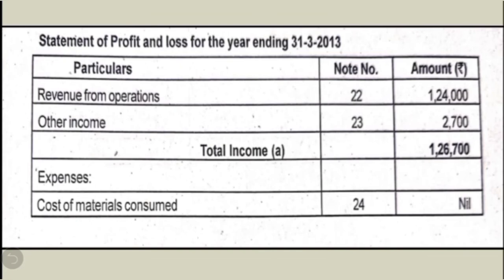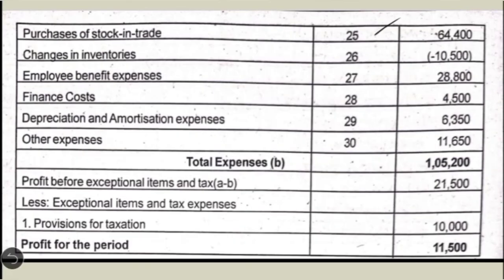Then in the second step, we are going to show the statement of profit and loss account. Here, note number 22 is revenue from operation. Total is 1,24,000. Other income 2,700. Total comes to 1,26,700. From this, we are going to deduct the various expenses. Note number 24 nil. 25 is 64,400. 26 we have a negative value 10,500. 27 28,800. 28 4,500. 29 6,350. 30 is 11,650.